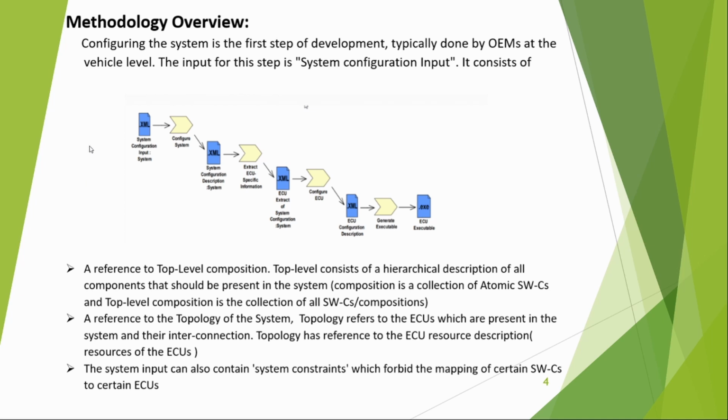And it also has system constraints mentioned. System constraints forbid certain software components from being present in certain ECUs. Then the OEM does the configure system step, where they group the atomic software components to the ECUs, assign the network topology, and then create the system configuration description.